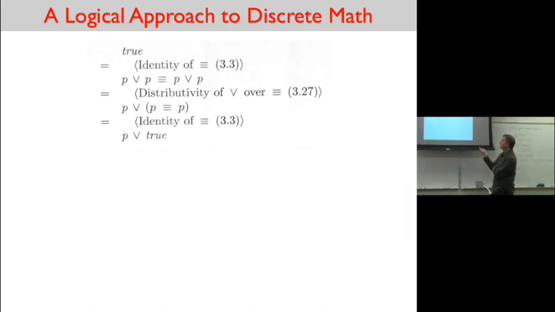It would be true, identity 3.3, P or P equals P or P. How in the heck would you know to go from here to here? You guess.